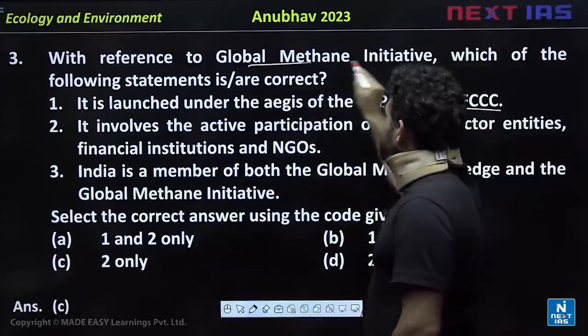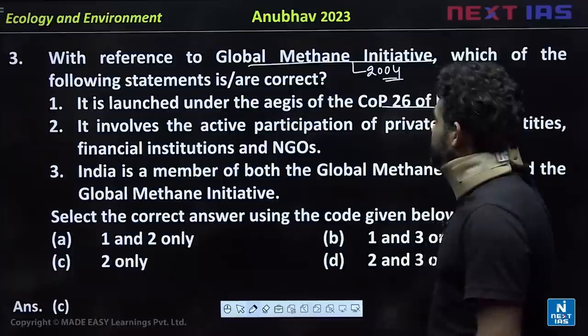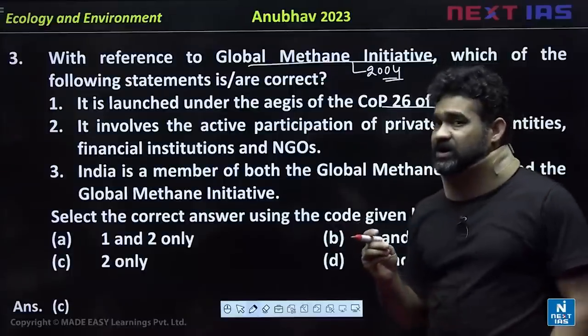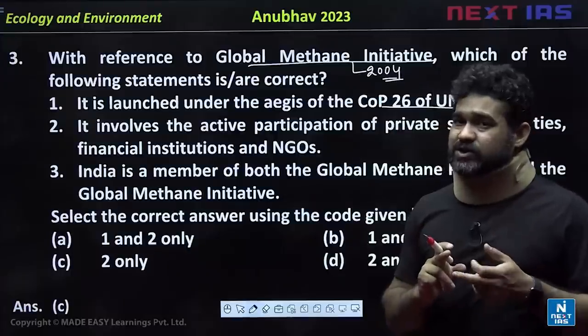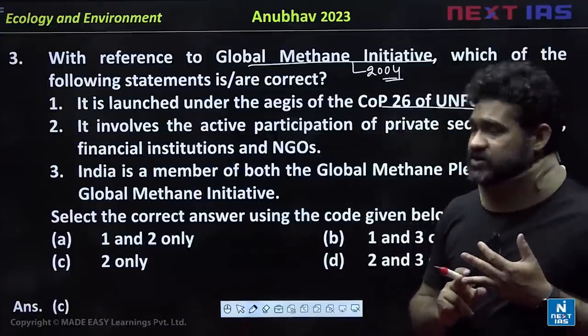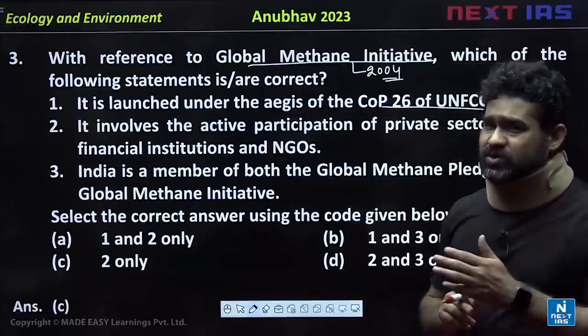This Global Methane Initiative is a 2004 initiative. That is, GMI is a 2004 initiative. It is mainly focusing on methane coming from three important sectors. One is oil and gas, one is coal mining, and one is biogas, from agriculture, municipal waste or solid waste, etc.